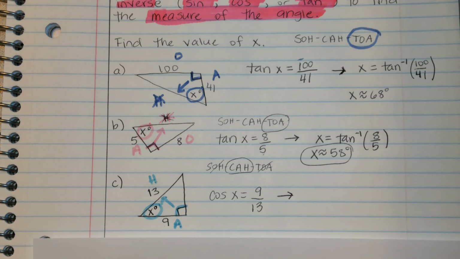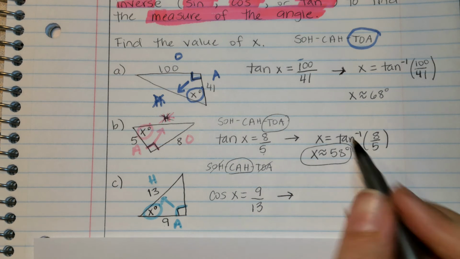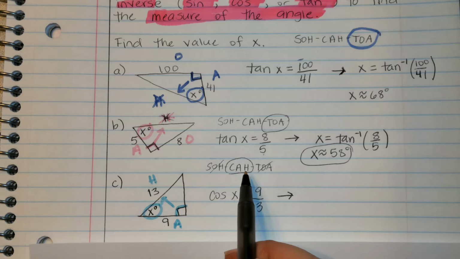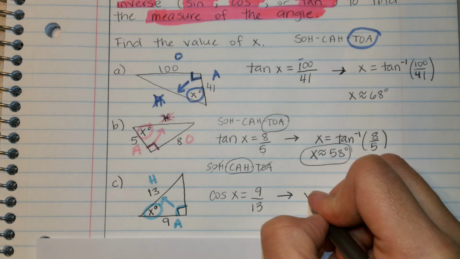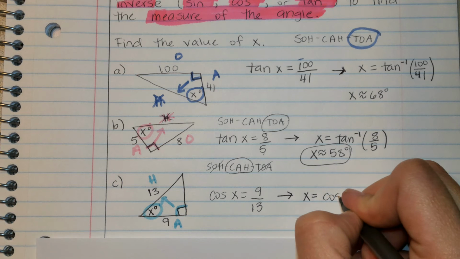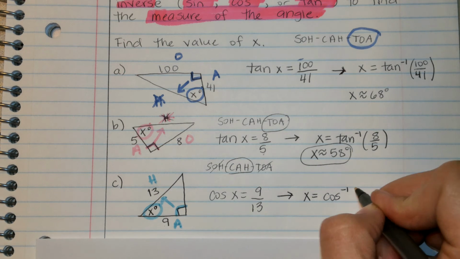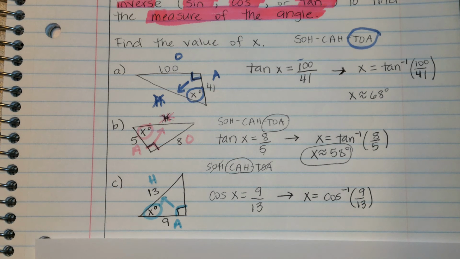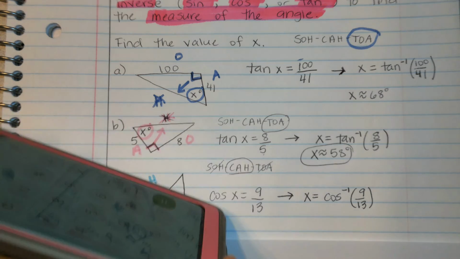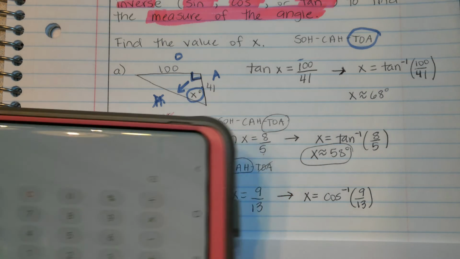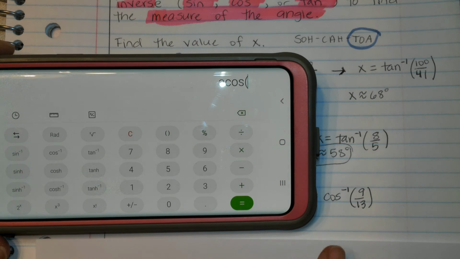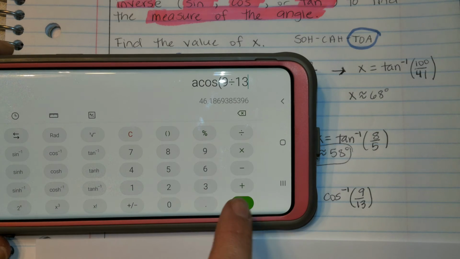And then we're going to rewrite it. Think about how we're going to rewrite it, just like how we did on the other one. And again, 9 over 13 because it's adjacent over hypotenuse. X equals cosine to the -1. It's really important you notice it's an inverse. Keep the ratio the same, 9 over 13. And then you're going to use whatever calculator works for you on your phone, Chromebook, or whatever. And let's see if I can show everything. So I'm going to press my cosine to the -1 button, and then 9 divided by 13 equals.